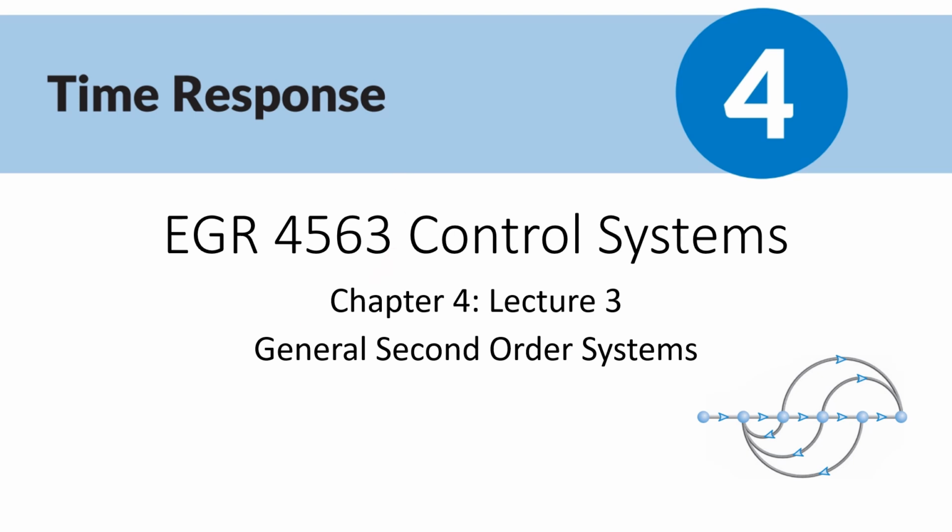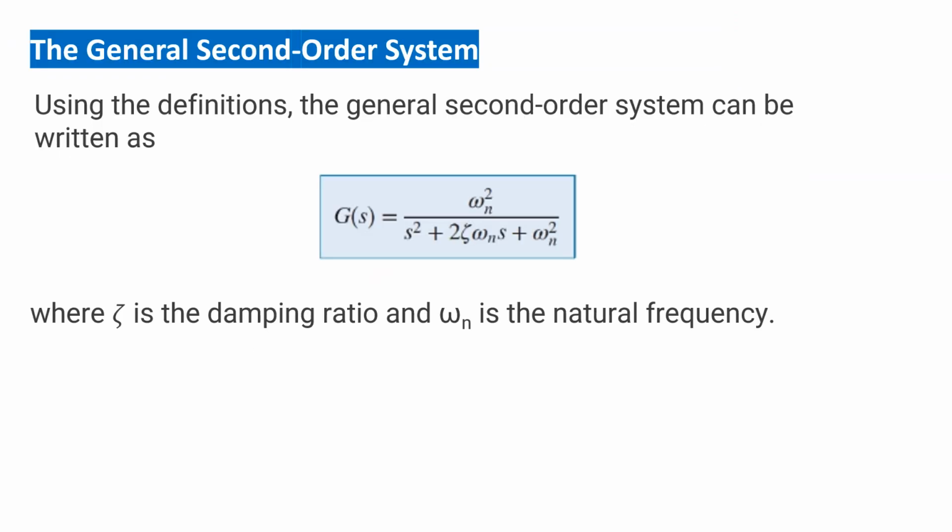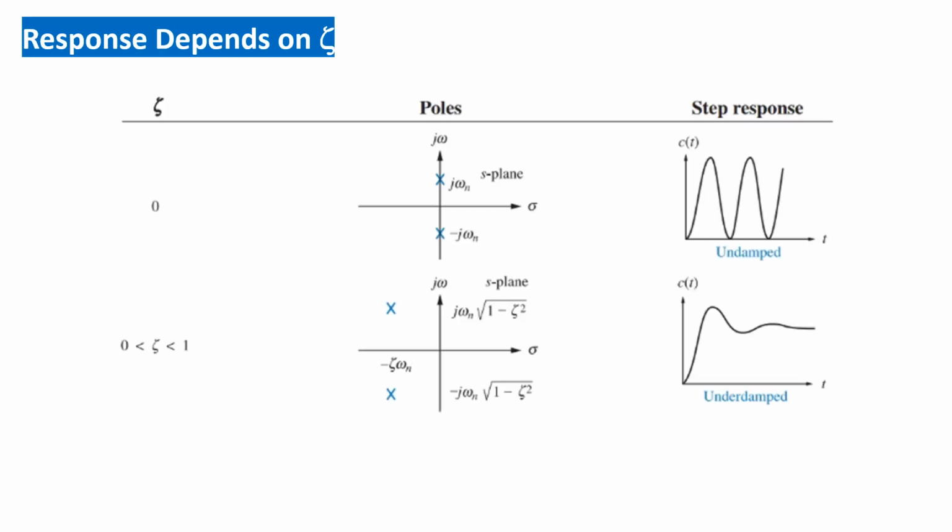Chapter 4, Lecture 3, General Second-Order Systems. Using the definitions, the general second-order system can be written as follows, where omega n is known as the natural frequency and chi is known as the damping ratio. The general response of the system depends on the chi value.